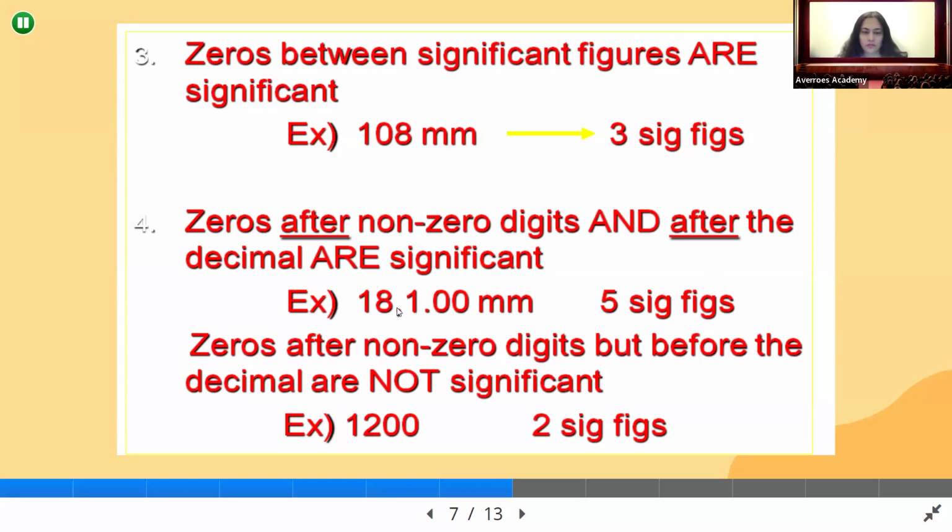Another rule: zeros after non-zero digits but before the decimal are not significant. In this case, there is no decimal place, and they are after the non-zero digits. So for example, 1200 has only 2 significant figures. Those zeros are not considered to be significant figures.